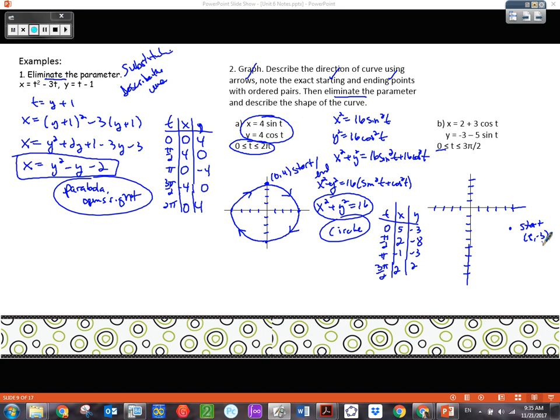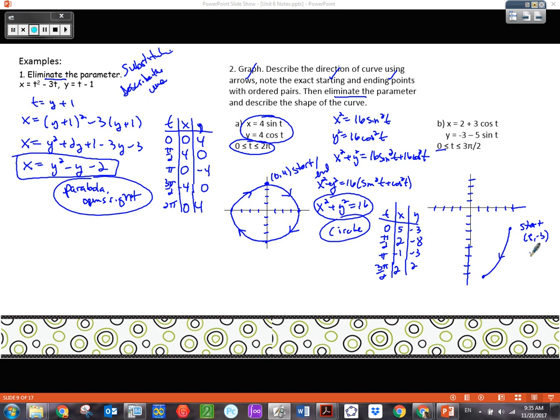Our second point is at 2, -8. So down here, I'm going to connect those together with the curve. We want to curve out, not in. So, okay, my arrows are going that way.